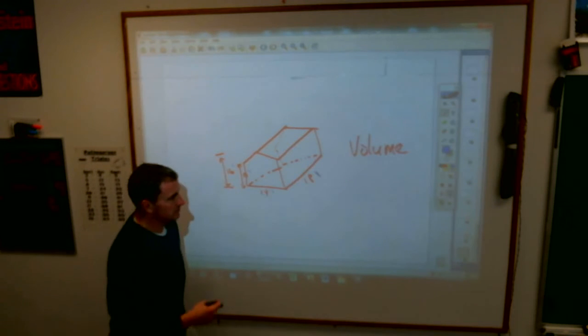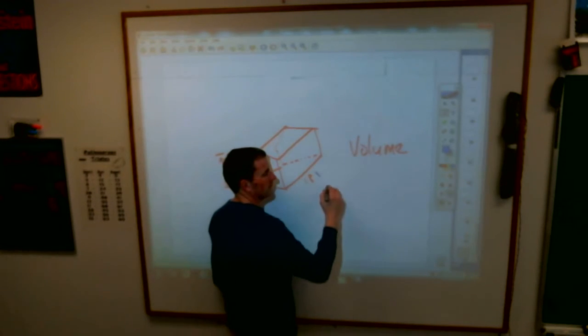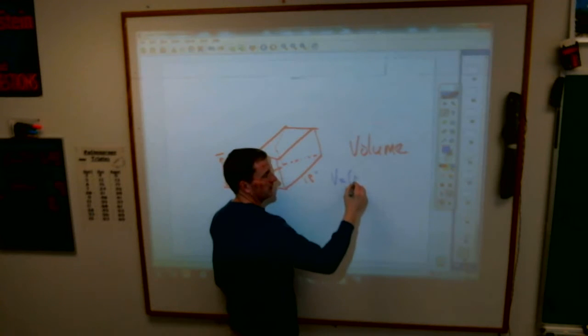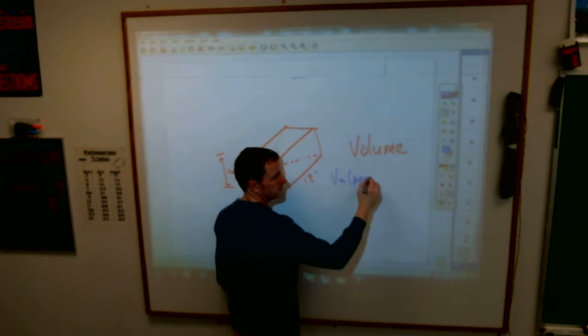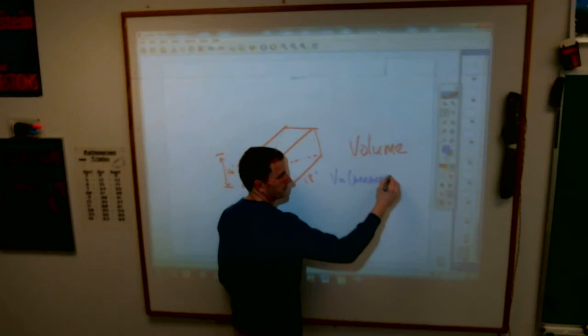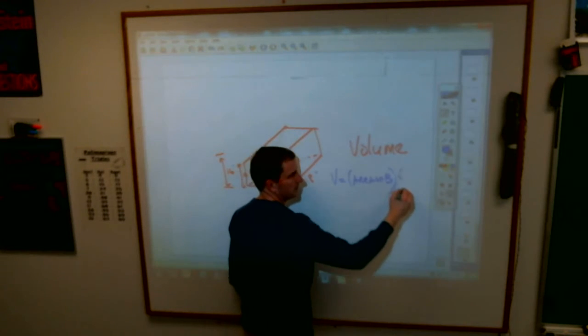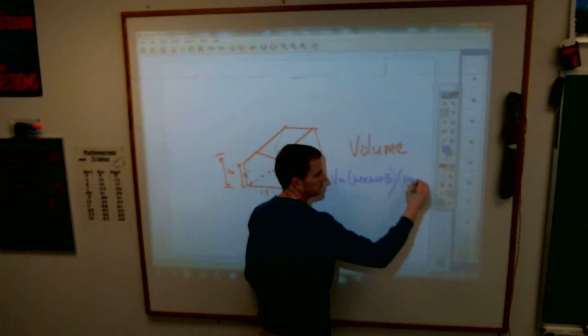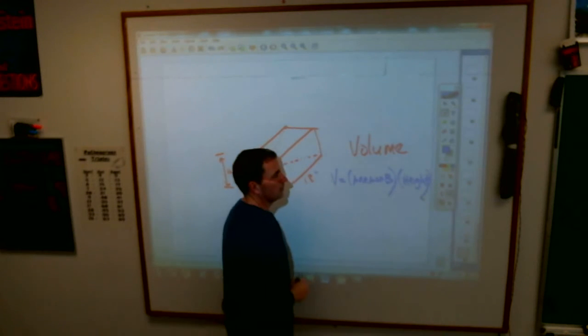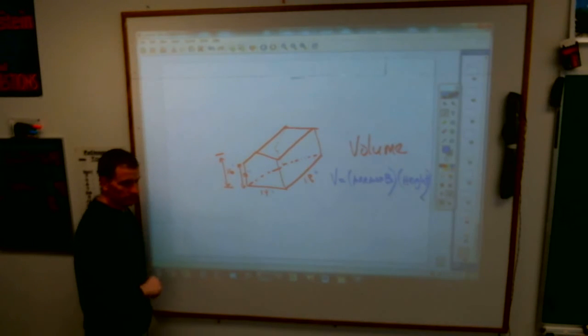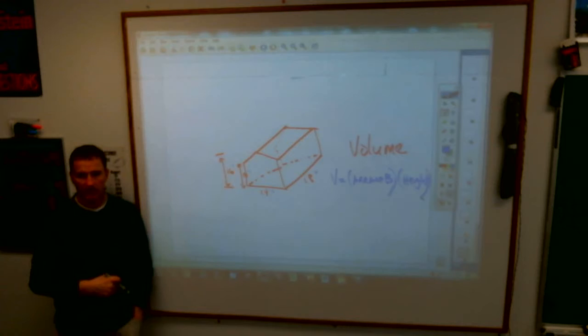Write the formula down. So volume, and the formula we know is the area of the base times the height. What would be the next thing you would do?